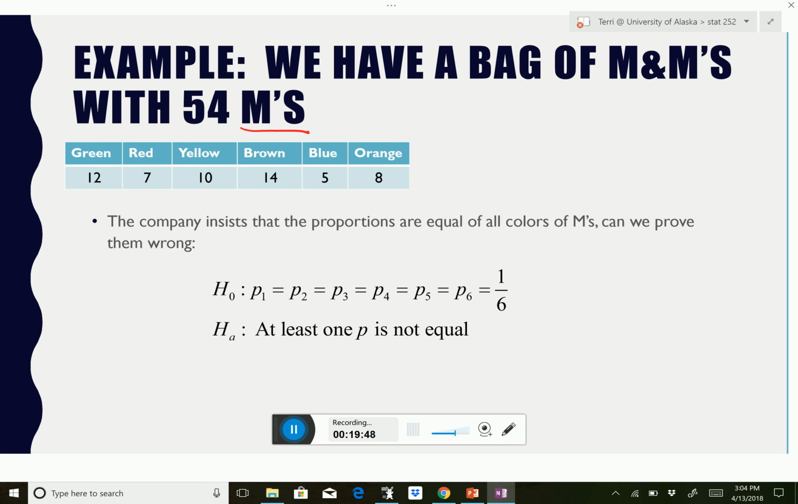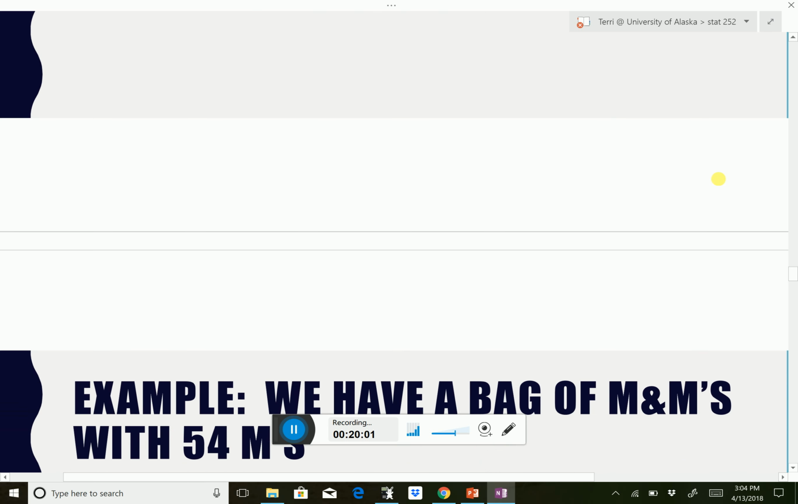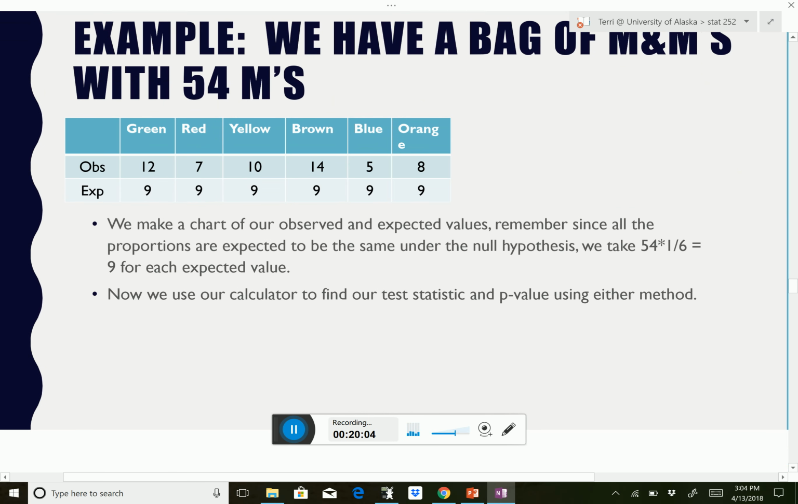So, let's see. P1 equals P2 equals P3 equals P4 equals P5 equals P6 equals 1/6, and at least one p is not equal, which would make two of them have to be, right? Okay. So the first thing that we do is here is our observed values. Here is our expected values. And the expected values I got because we had 54 M&Ms, this was N, times each P, which each P was 1/6. So it made it 9.